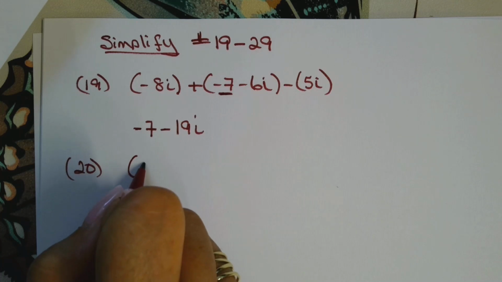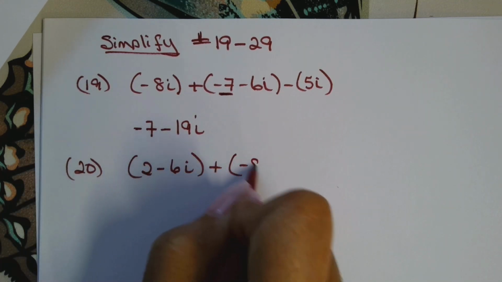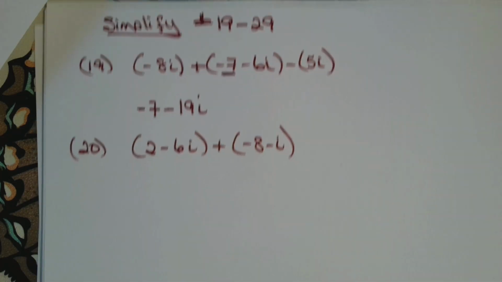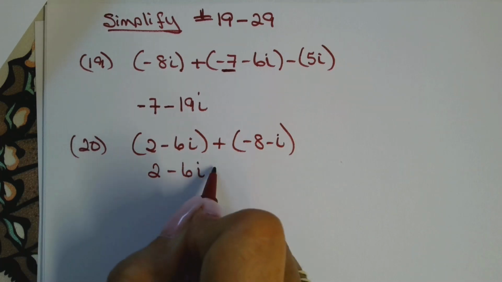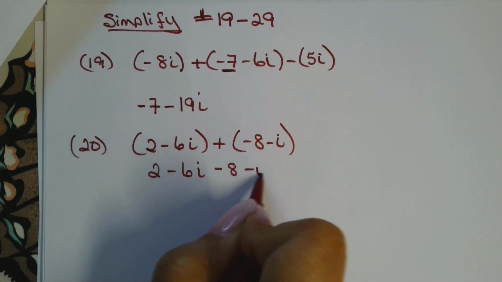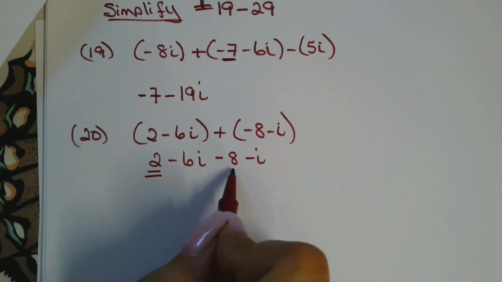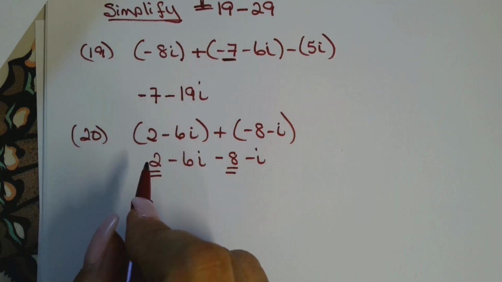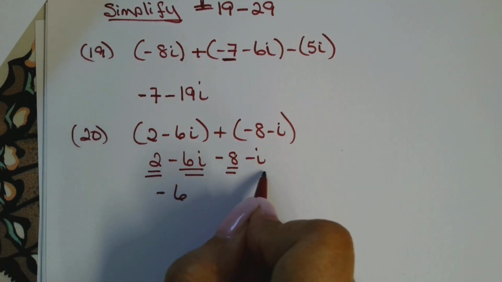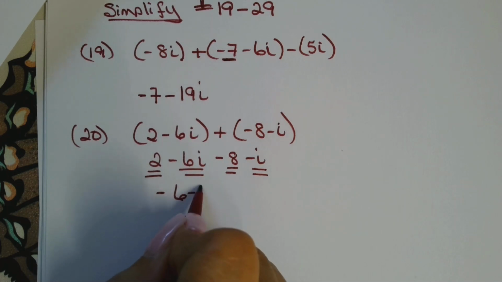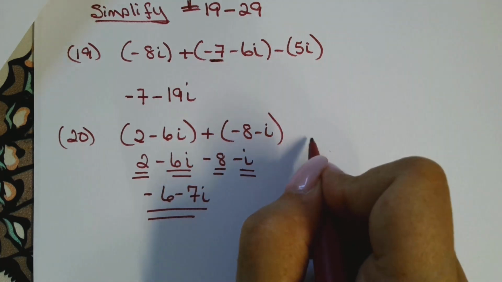We have 2 minus 6i plus negative 8 minus i. Again, this is addition, so this is really easy. This is just 2 minus 6i minus 8 minus i. You're going to group your real numbers together, so 2 and negative 8. That's going to give you negative 6. And then negative 6i minus i will give you the negative 7i. And you're done.